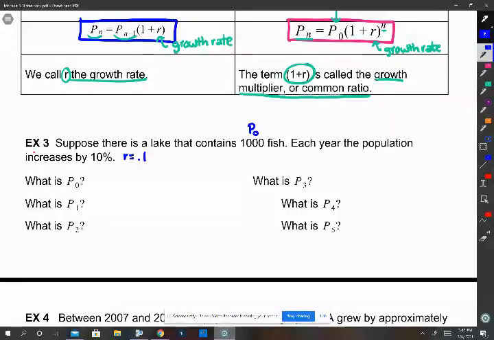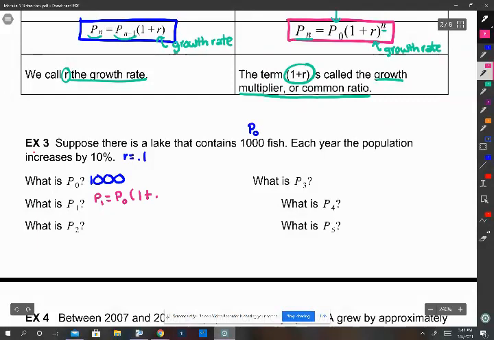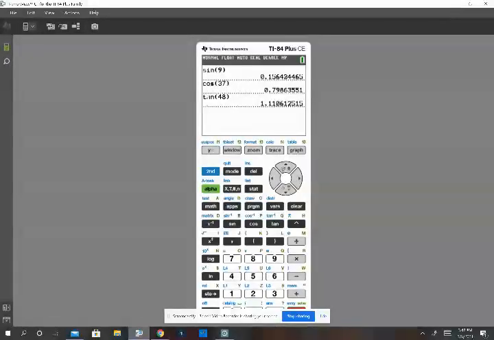All right, so P sub 0 is given. P sub 0 is our 1,000 fish, and we're just going to put it in. If I was going to find P sub 1, using my recursive function, P sub 1 is going to equal P sub 0 times 1 plus my rate, which is 0.1. We know that P sub 0 is 1,000, and then we're just going to put it in our calculator.